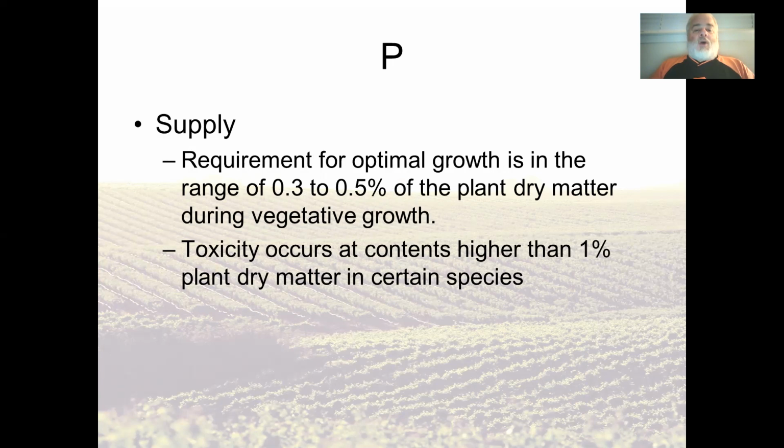For optimal growth, you need between 0.3 and 0.5% of the plant dry matter to be phosphorus. And if you get too high, around 1%, it can be toxic to certain species. So you don't want to overdo it. But again, that's also not usually a problem. I don't hear too much complaining about managing phosphorus in vineyards.